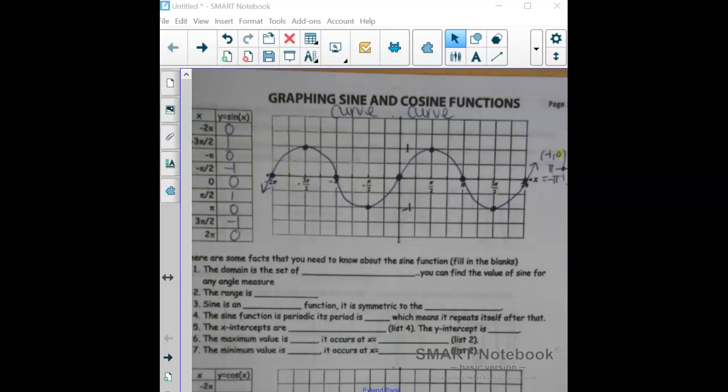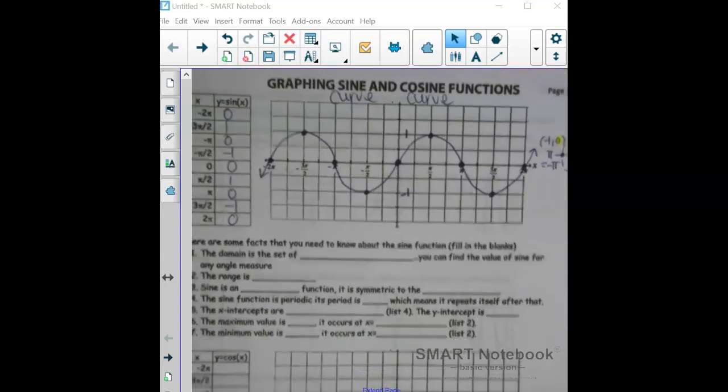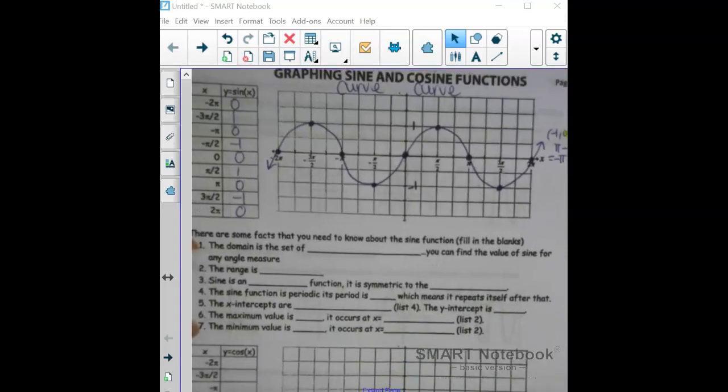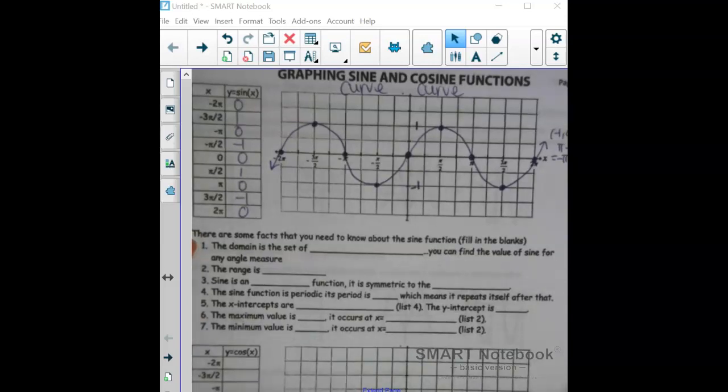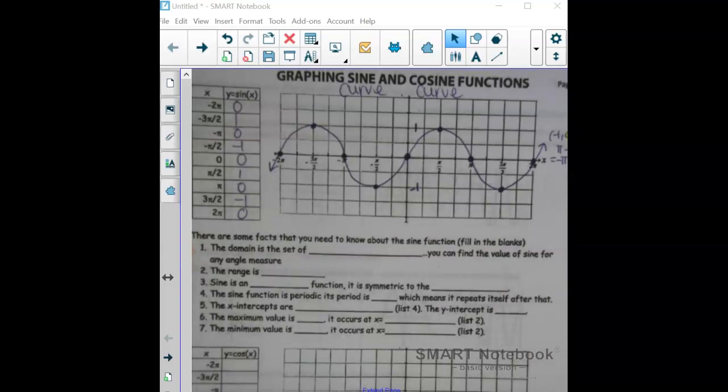All right, so while some of y'all are finishing up that curve, I'm going to call on a few of you guys, and I just want you to answer the questions I have. These 7 questions are really going to be important with helping you understand what the graph looks like and how to graph it and identify things in the future.